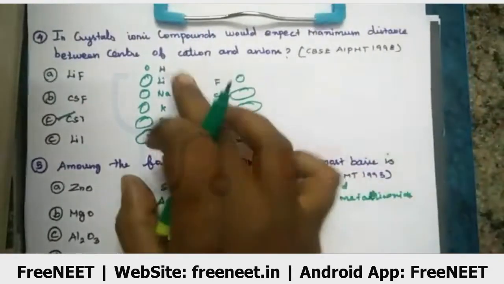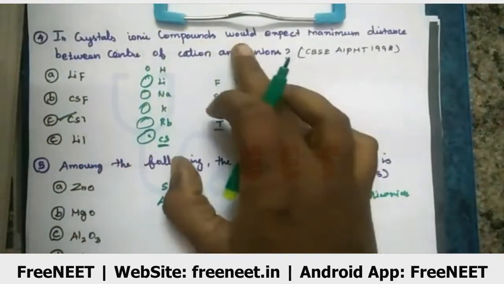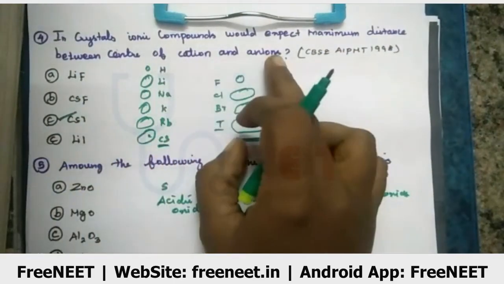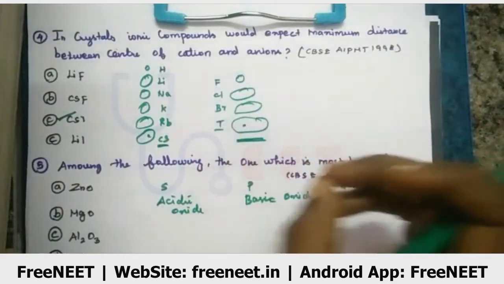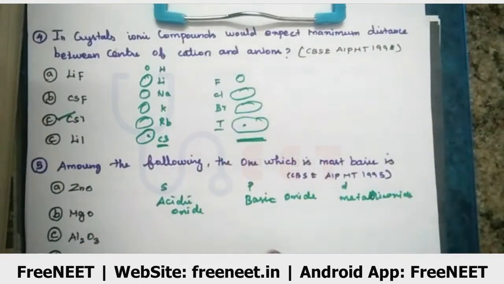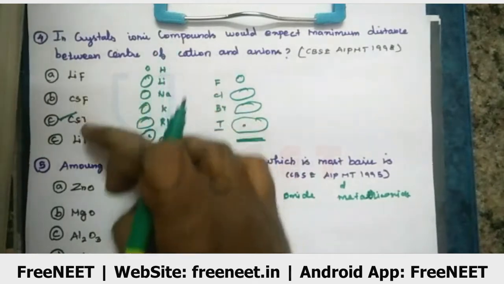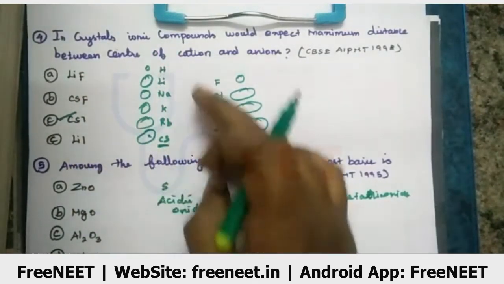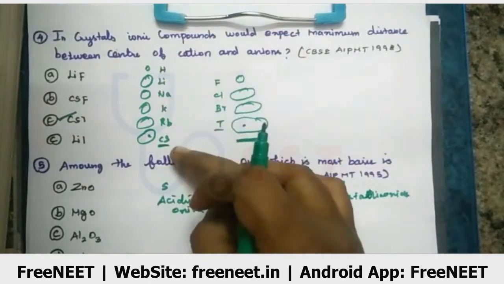Now we are going to see this problem. In crystal ionic compounds, we would expect the maximum distance between the center of the cation and the anion. In this case, we have to look at the distance between anion and cation. Lithium and cesium are given as cations, so they are in the first group. So I write, first group elements.